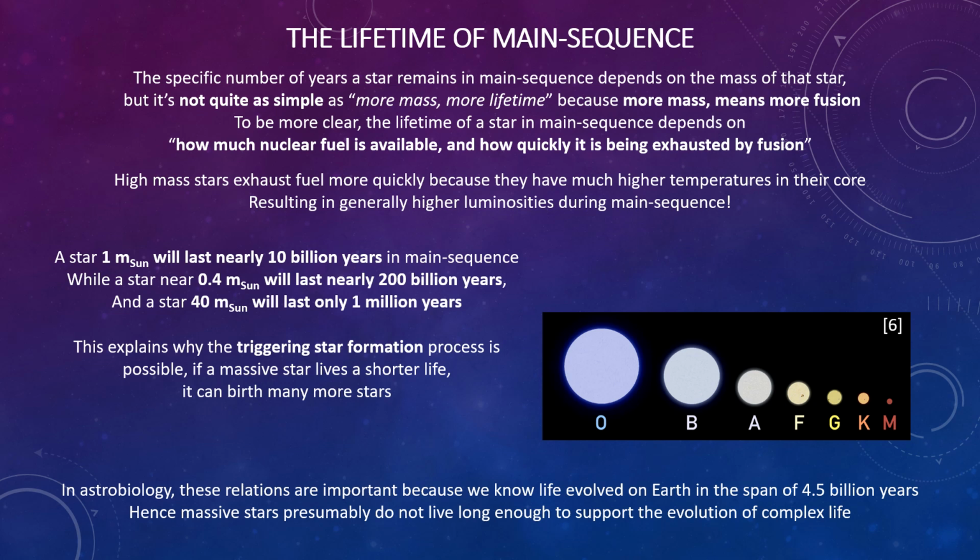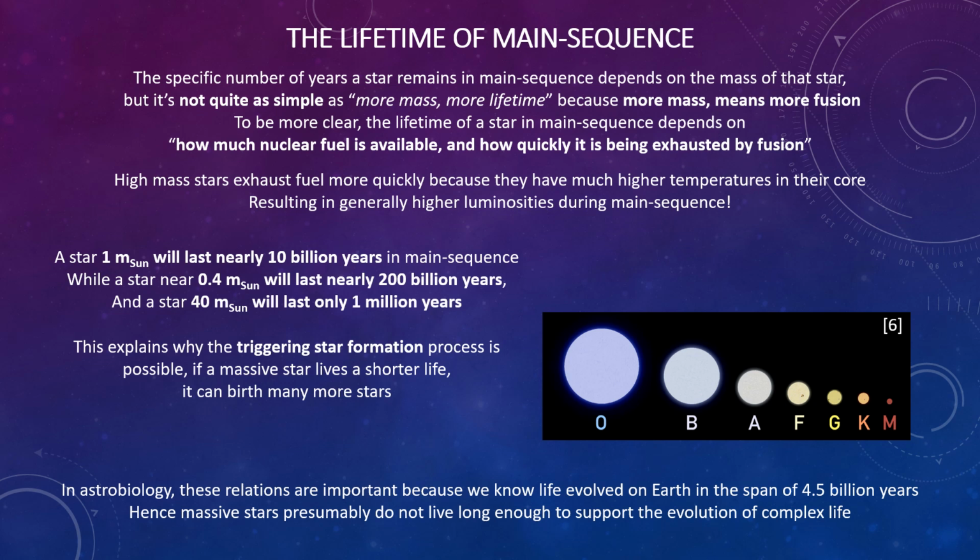So a star like our sun that has one solar mass will last nearly 10 billion years on the main sequence, while stars that are about 40% the mass of our sun will last nearly 200 billion years on the main sequence. But then stars that are 40 times the mass of our sun only have lifetimes of about a million years. And this explains why that triggering star formation that we talked about is actually possible, because if massive stars have shorter lives, when they die, their death will trigger the birth of many more stars around them in that very ample interstellar material.